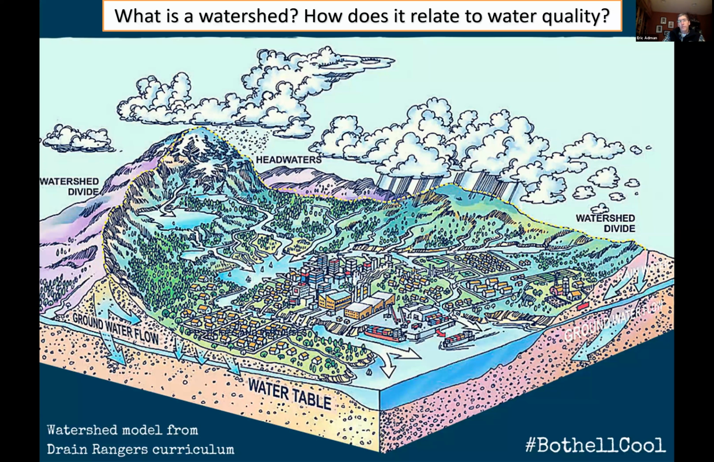So just to review, a key concept is what is a watershed. A watershed is essentially an area of land that drains to a water body. And the way that it relates to water quality is anything that happens in that watershed is going to affect the water quality in that watershed. So essentially everything runs downhill when it rains and ends up in the water. And that's why watershed is a key concept.